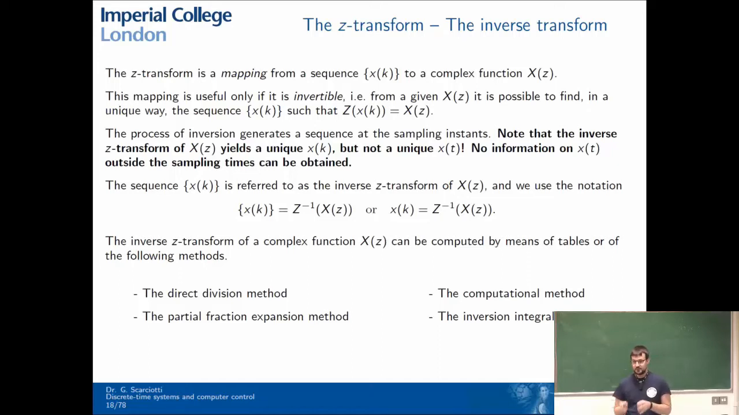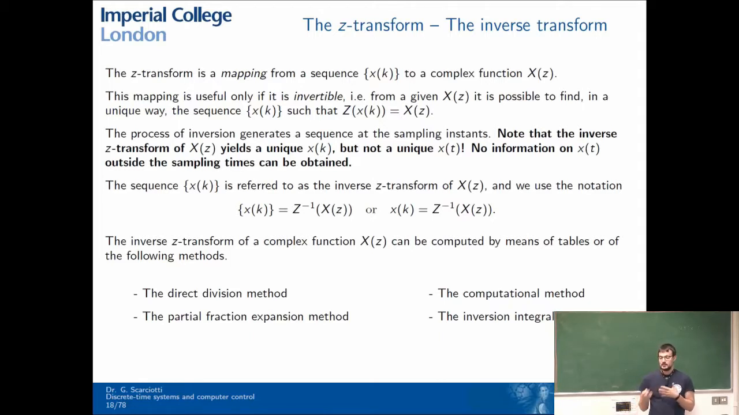So at this point, we have seen the definition of the Z-transform and several Z-transforms of different functions. And then we have seen several properties of the Z-transform. Now, the last part of the lecture will cover the inverse Z-transform. So we have seen how to convert a sequence to the Z-domain, but now we have to see how to go back to the sequence domain, to the time domain.